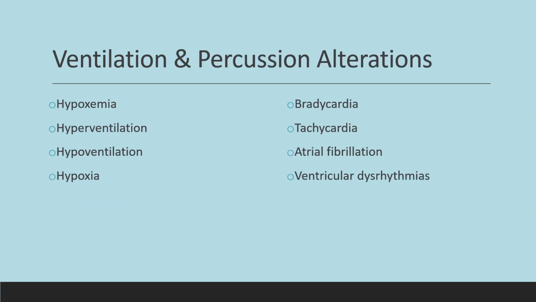Hypoxemia is a decreased amount of oxygen in the blood. This can lead to hypoxia. Signs and symptoms would include confusion, irritability, and restlessness. Hyperventilation is an increase in the rate and depth of breathing. This indicates an increased amount of carbon dioxide is being exhaled.